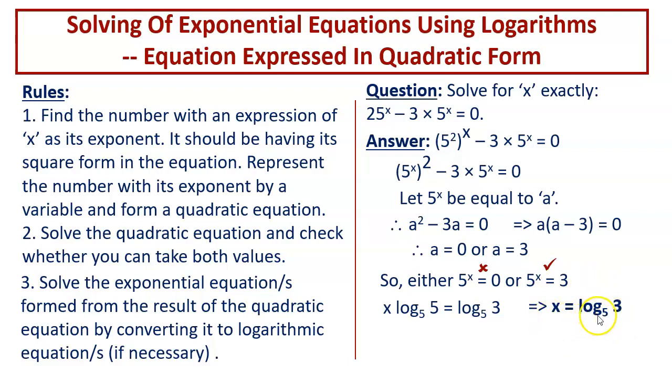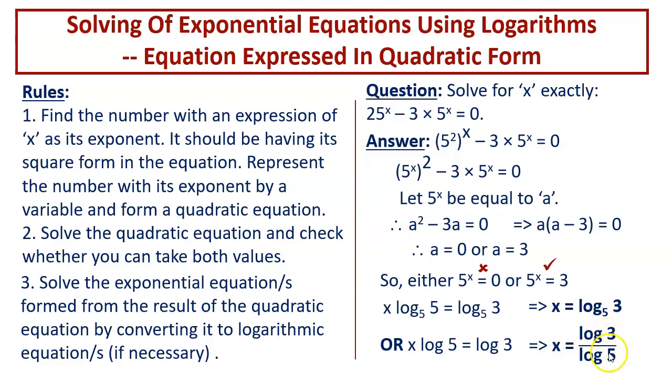What happens if we take the base as 10? Then in place of 5, we will have 10. So x times log 5 equal to log 3. And log 5 is definitely not equal to 1, so x will be equal to log 3 over log 5. This is with base 10.